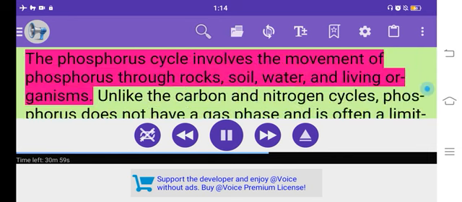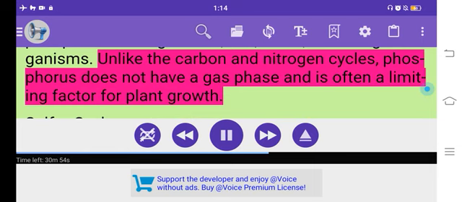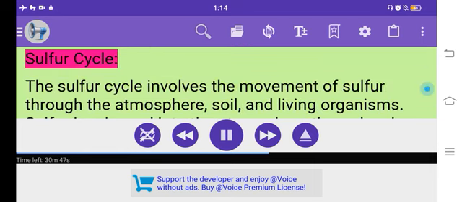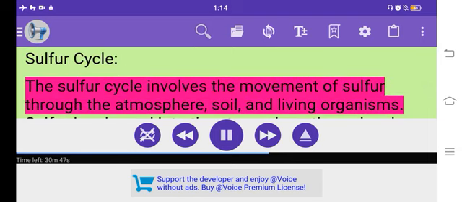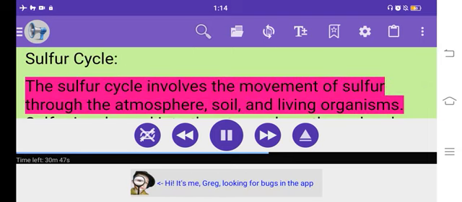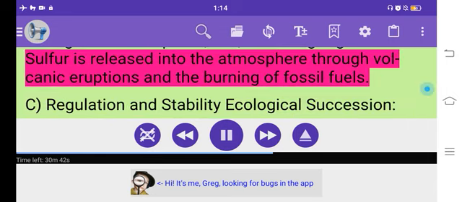Phosphorus cycle. The phosphorus cycle involves the movement of phosphorus through rocks, soil, water, and living organisms. Unlike the carbon and nitrogen cycles, phosphorus does not have a gas phase and is often a limiting factor for plant growth. Sulfur cycle. The sulfur cycle involves the movement of sulfur through the atmosphere, soil, and living organisms. Sulfur is released into the atmosphere through volcanic eruptions and the burning of fossil fuels.